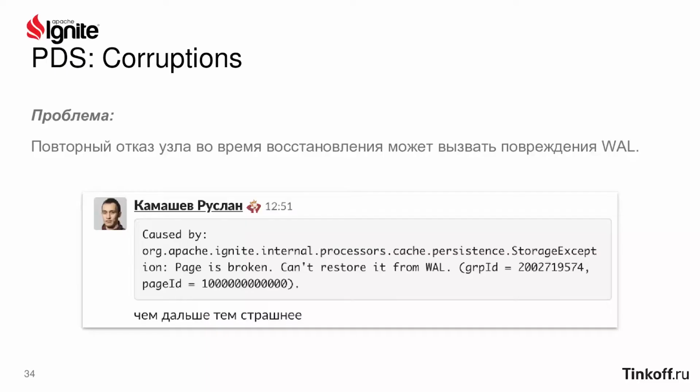The next point is about PDS. Again, we sometimes saw PDS corruption. It usually happened when a node left. Then we returned it back, and after that a different failure occurred. As a result we had WAL corruption. On this slide is a screenshot of the error.